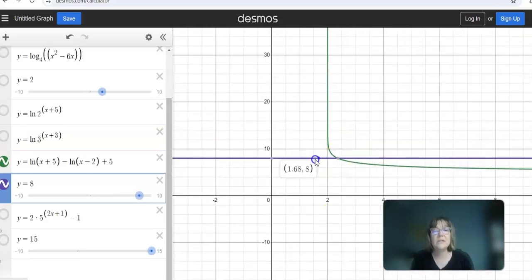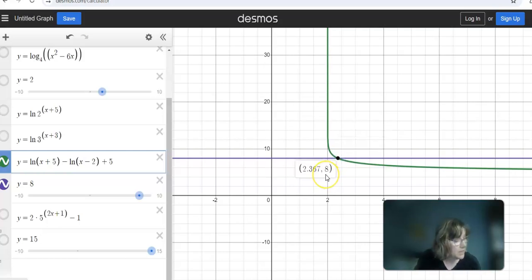Okay, and let's go. And again, if you do the blue and then you do the green, it'll do that. And that is 2.367. That's exactly what I got when I did it with algebra.